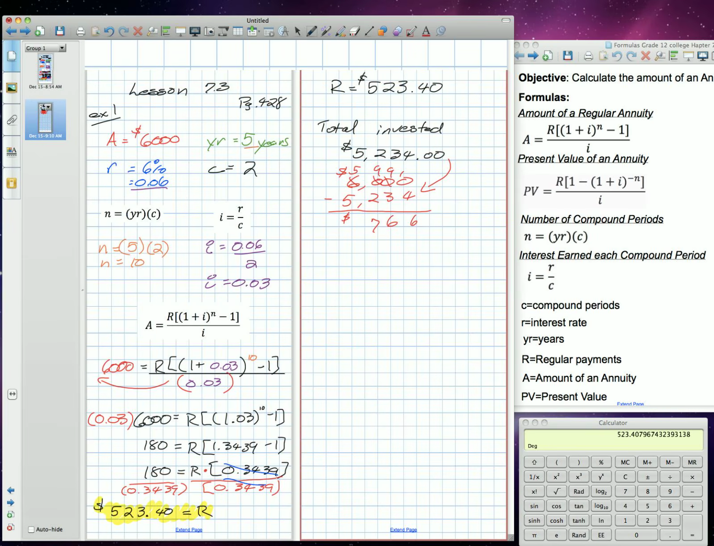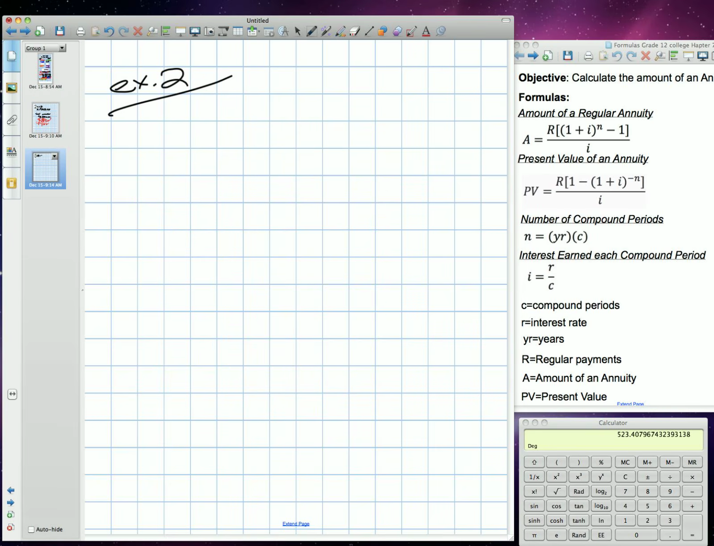Okay, example number 2 says Donald borrows $1,200 from an electronics store to buy a computer. So he's borrowing that money right now. He will repay the loan in equal monthly payments over 3 years. Starting 1 month from now, he's charged interest at 12.5% per year, compounded monthly. Holy smokes, this guy's getting ripped off. How much is Donald's monthly payments?